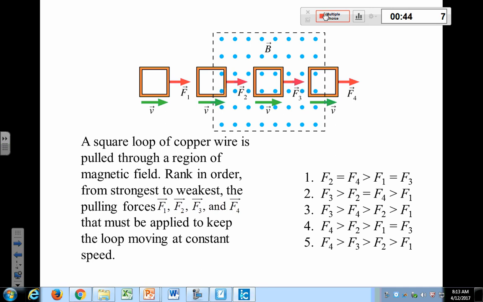Remember, my force will be dependent upon the rate of change of the magnetic flux, because my EMF is dependent upon the rate of change of the flux. The higher the EMF, the higher the induced magnetic field, and so my force will be dependent upon that rate of change of the magnetic flux.